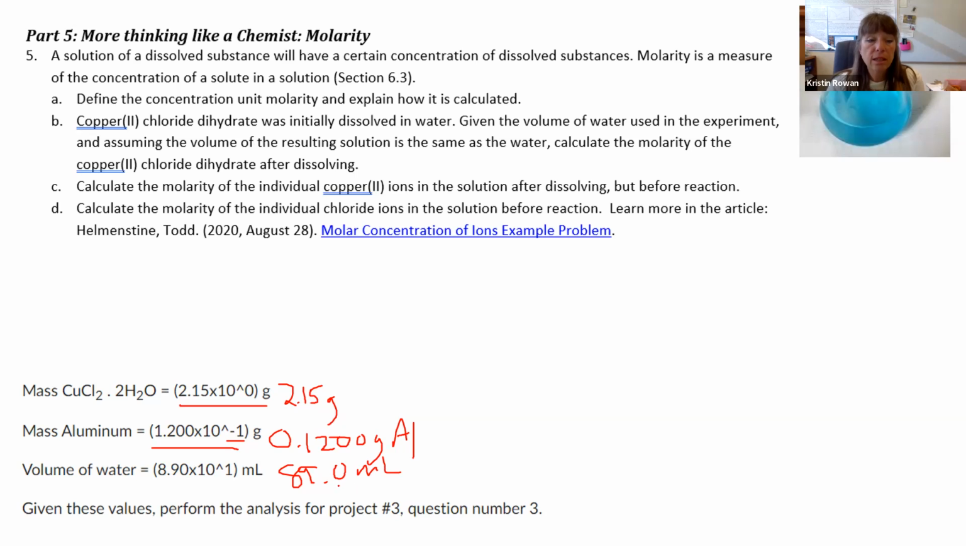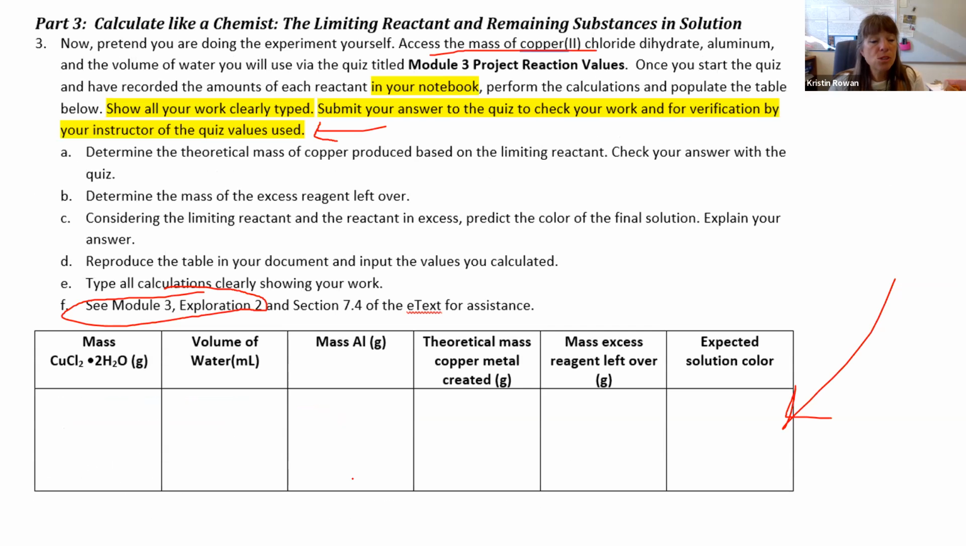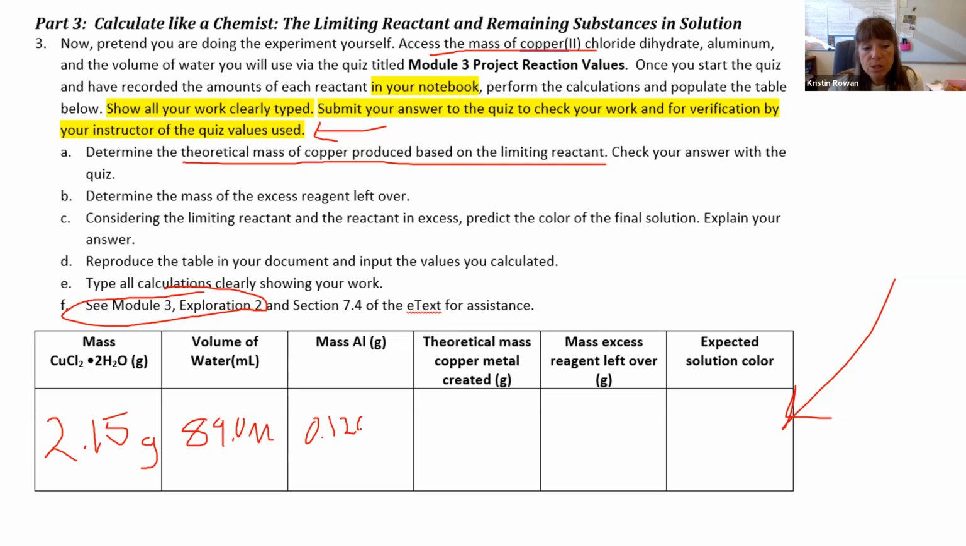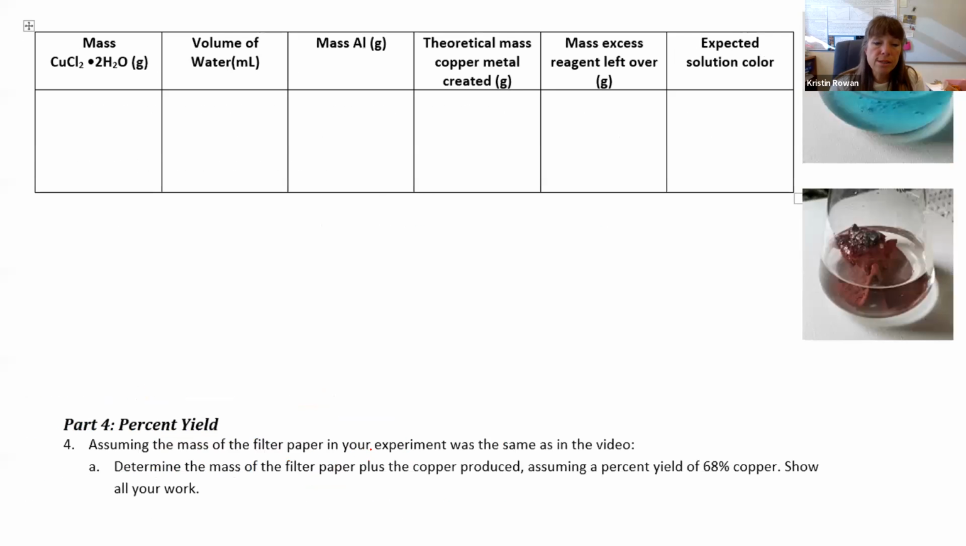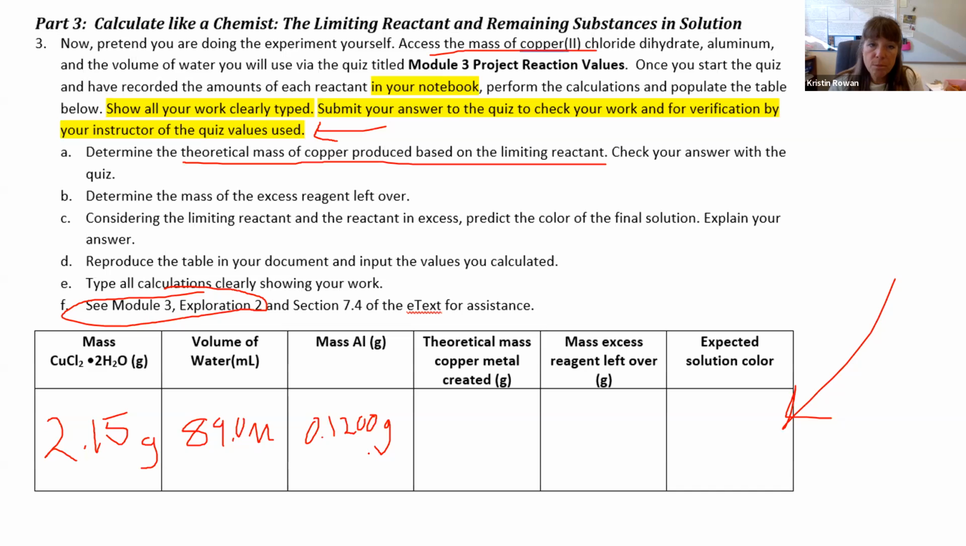So let me run back and we'll look at what we were talking about here. On this part A, B, C, and part 3, A through F, the first part is to determine the theoretical mass of copper produced based on the limiting reactant. Now, of course, you have to know which one is the limiting. If I remember correctly, 2.15 grams of copper 2 chloride dihydrate, 89.0 mils of water, 0.1200 grams of aluminum. Let me go see if I got that right. 0.12, yes. That was the amounts that were given to me from my quiz.